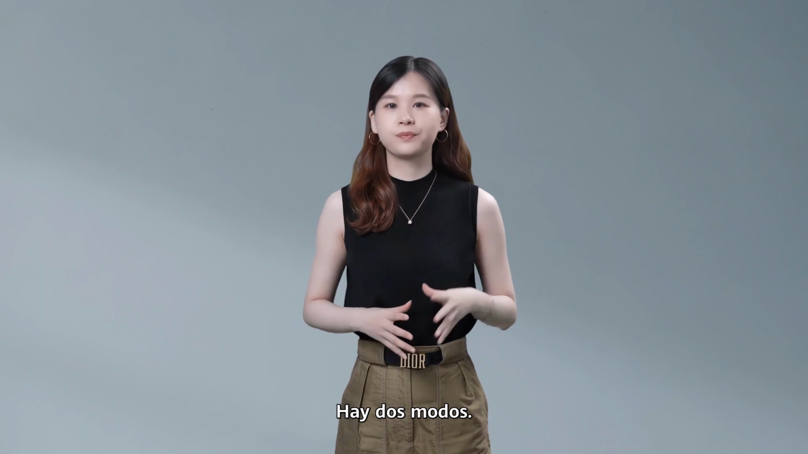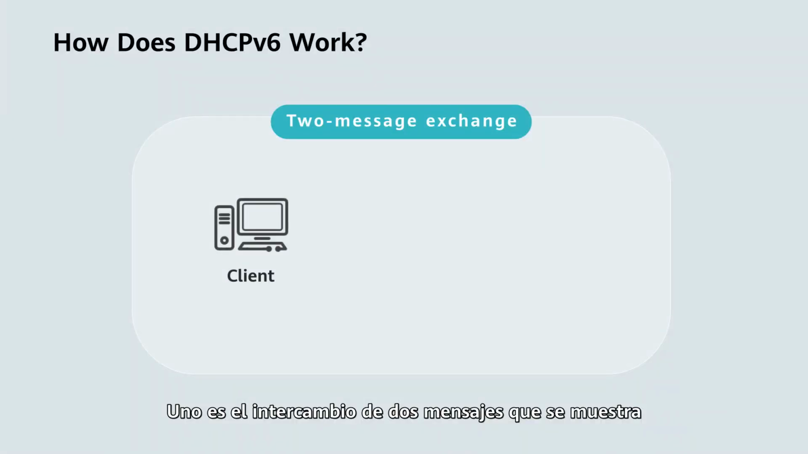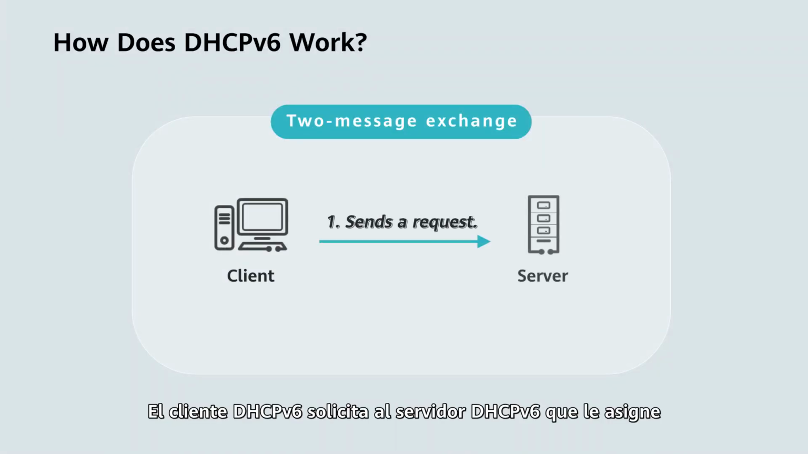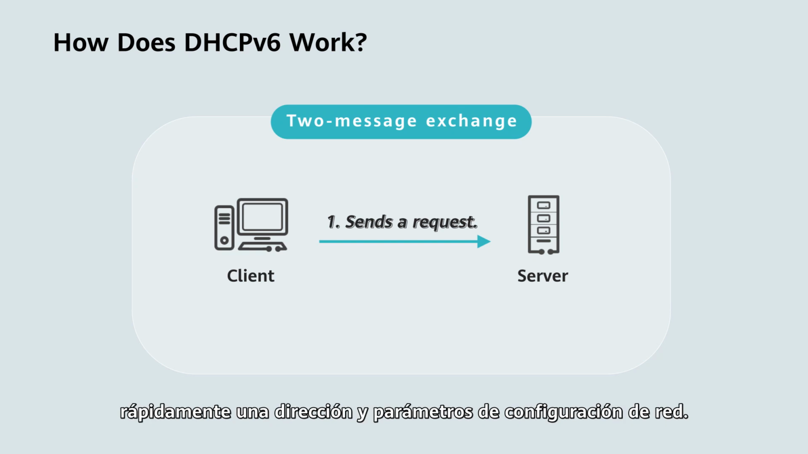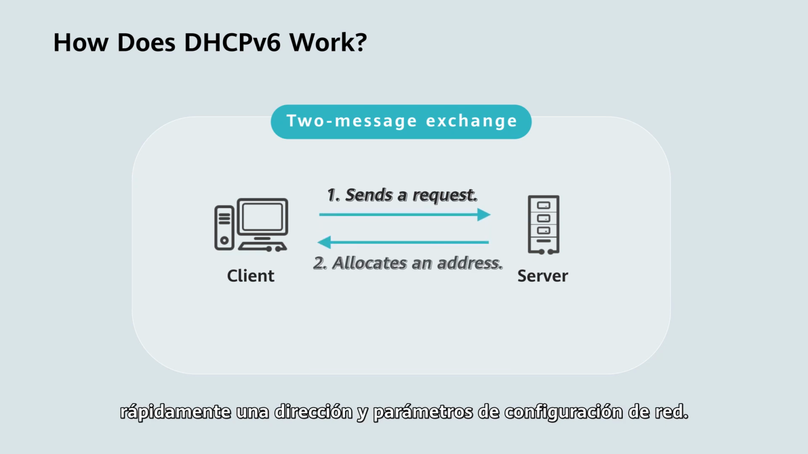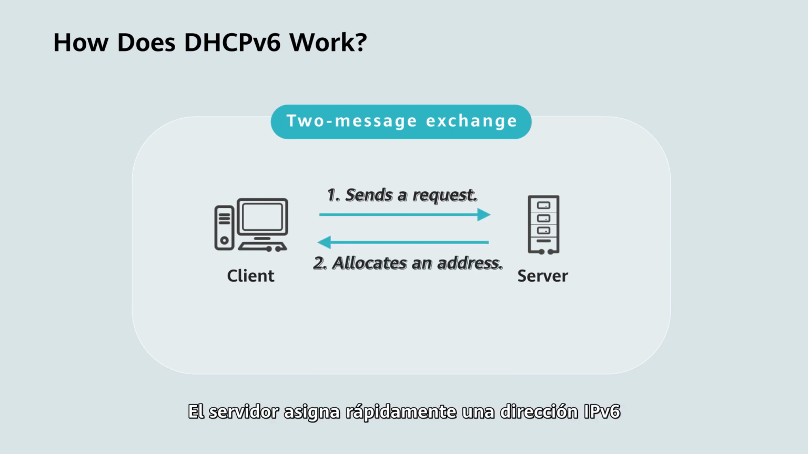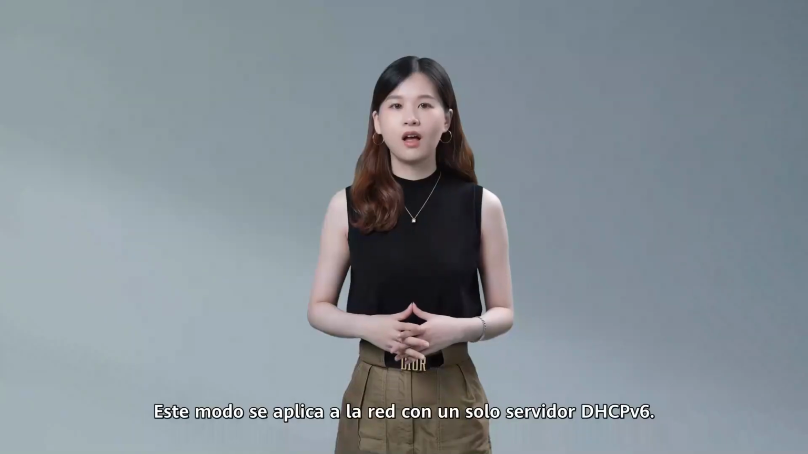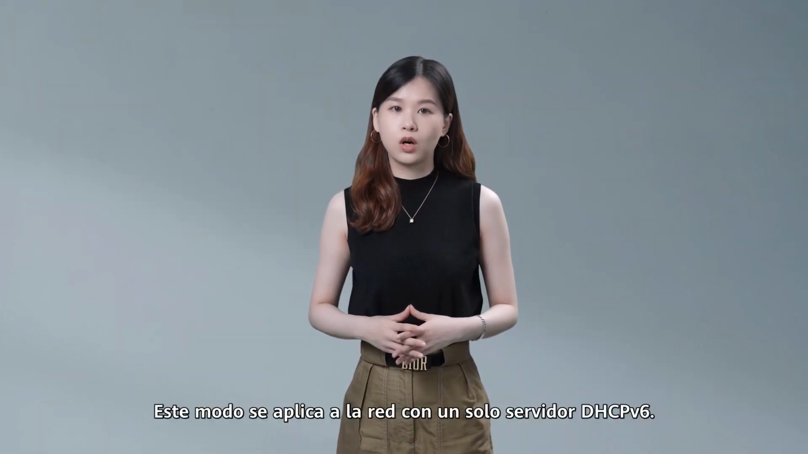There are two modes. One is two-message exchange shown in the figure. First, the DHCPv6 client requests the DHCPv6 server to quickly allocate an address and network configuration parameters to it. Second, the server quickly allocates an IPv6 address and other network configuration parameters to the client. This mode applies to the network with only one DHCPv6 server.